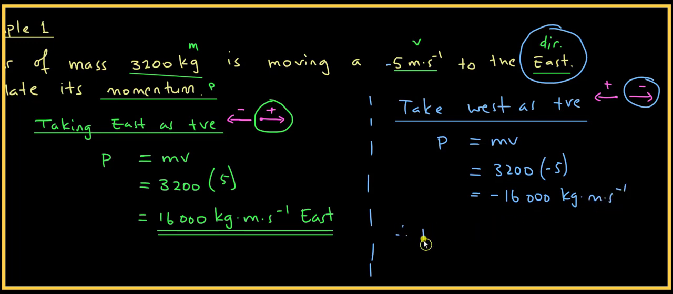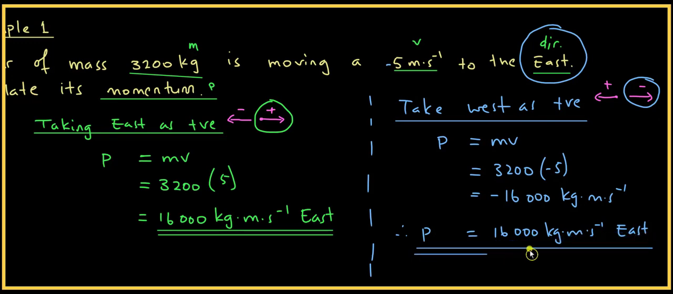Then I must now write a conclusion at the end of the day. Therefore, P is 16,000 kg meters per second to the east. So I'm saying east here because my answer is negative. So since my answer is negative, it must be to the east, because whatever is negative is to the east. So this is my conclusion at the end of the day.